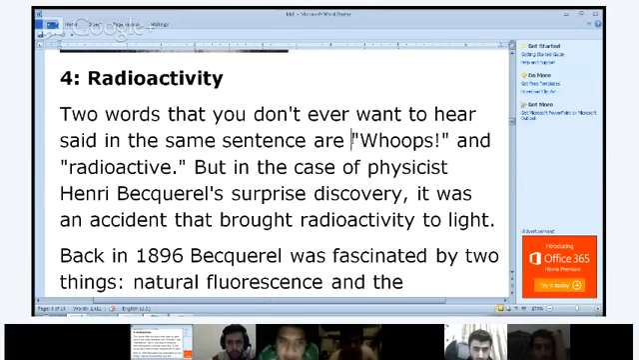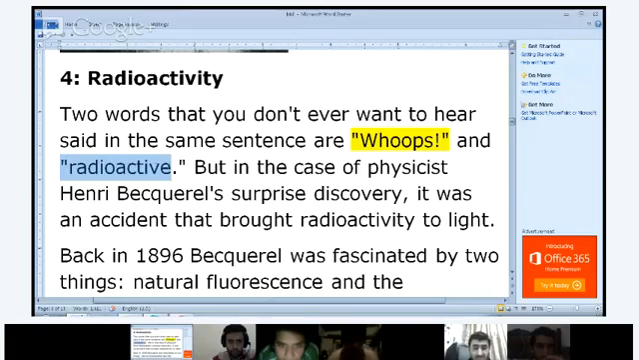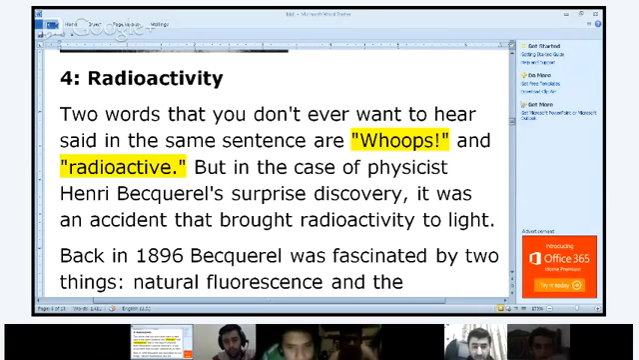Do you understand the joke? You don't ever want to hear the words whoops, which is really a sound that we make, and radioactive in the same sentence. Do people understand what this means? This is a joke. Can someone describe it? Radioactive has radiation. Yes, radiation. And we're talking about a joke. You hear whoops and radioactive in the same sentence. Can someone explain why that's funny? Oh, radioactive has a sound? Well, I don't know. No, sorry.